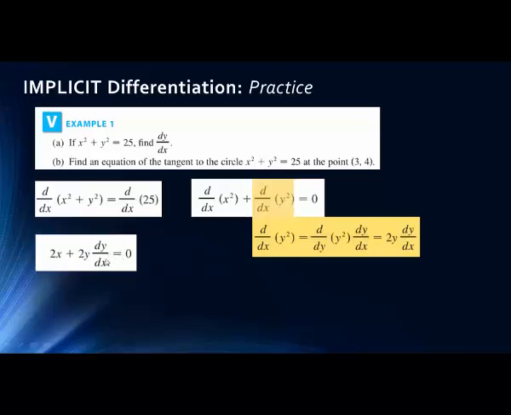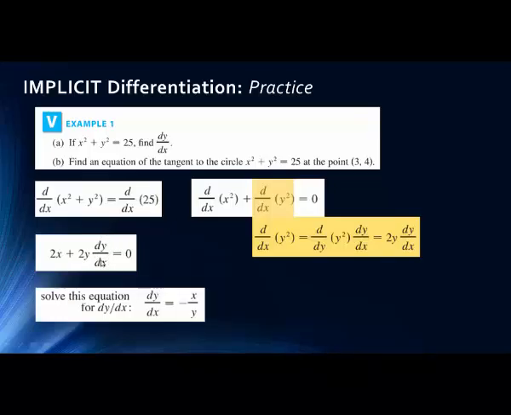And now remember, I solve for dy dx. So I get dy dx. If I subtract 2x from both sides, then I divide by 2y, I end up with negative x over y. So I've taken this equation and I've solved for dy dx or y prime.